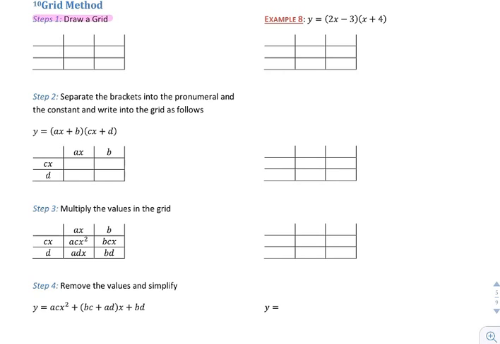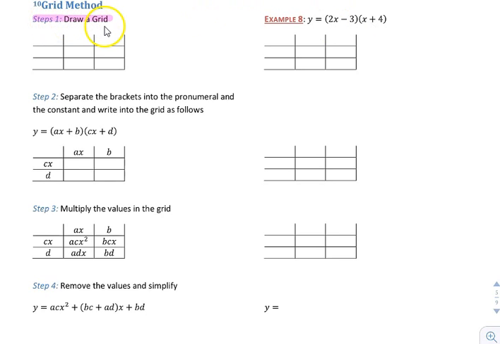This is the first of 3 methods to expand brackets. By expanding brackets, I'm referring to this sort of bracket up here where I have something times by something else. So this is the first method and it is called the grid method.